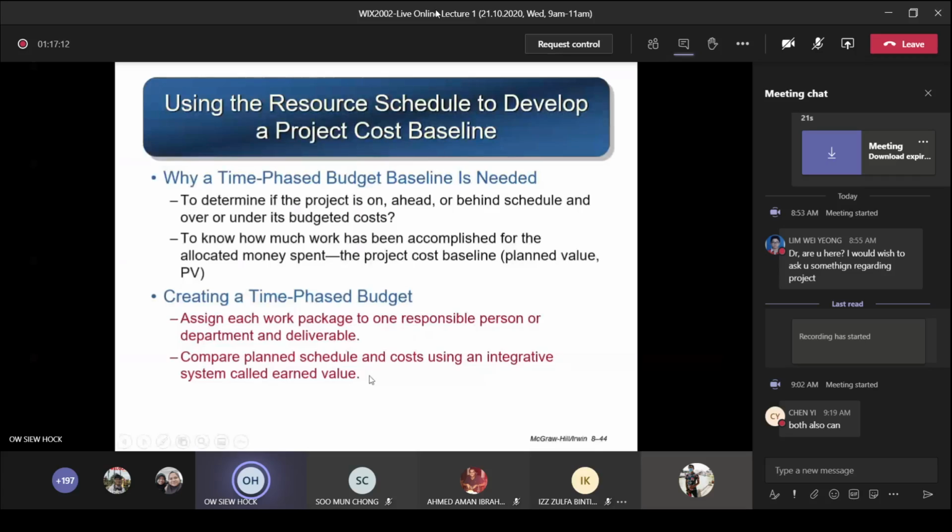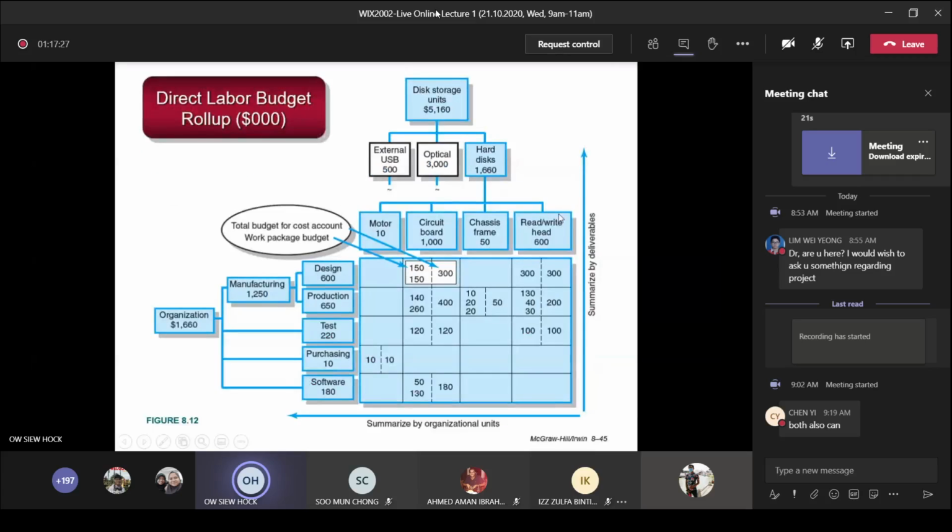So you compare the planned schedule. You see what you planned, your plan value, PV, and the cost using an integrated system called earned value. This is what you're going to learn 2 weeks later. There will be a lecture on earned value. I'll explain in detail later. This is just an overview first.